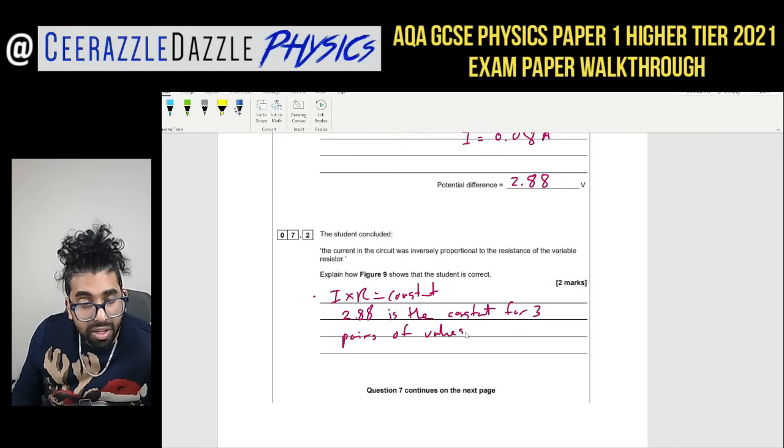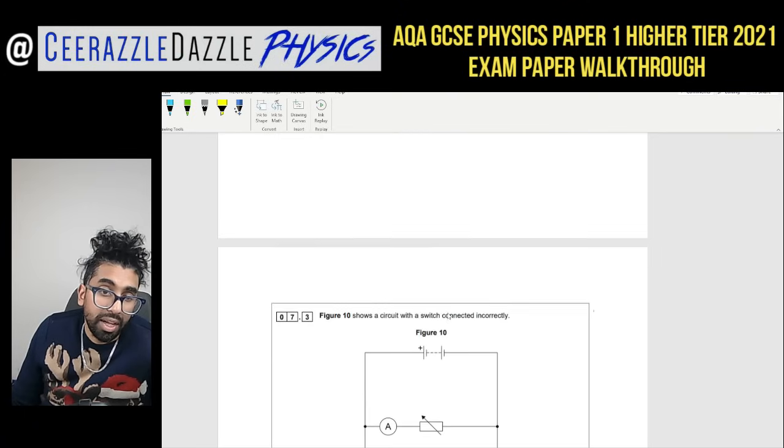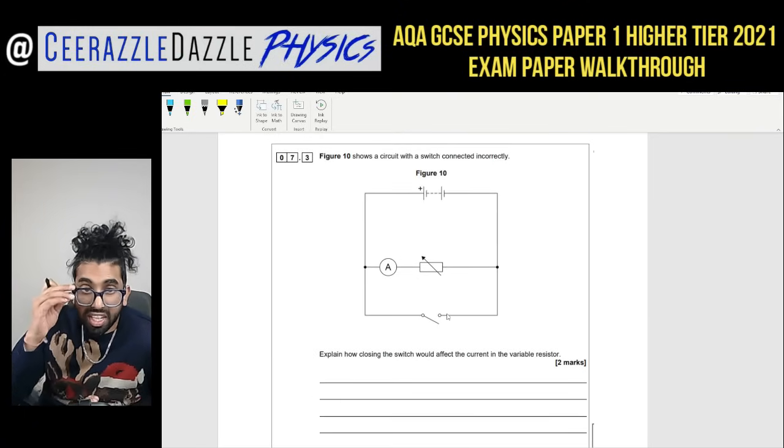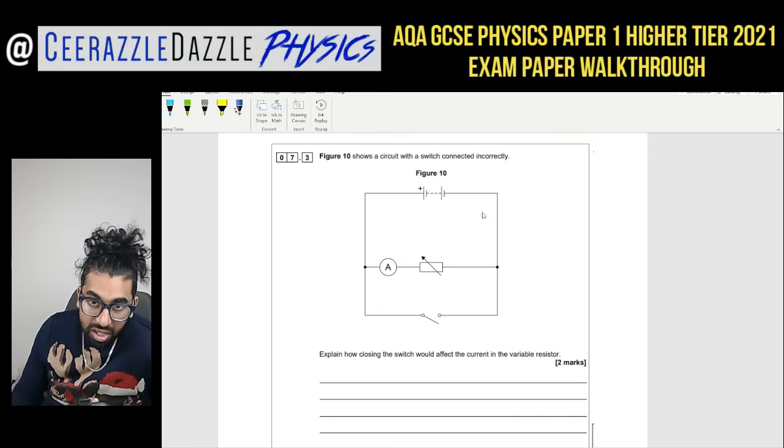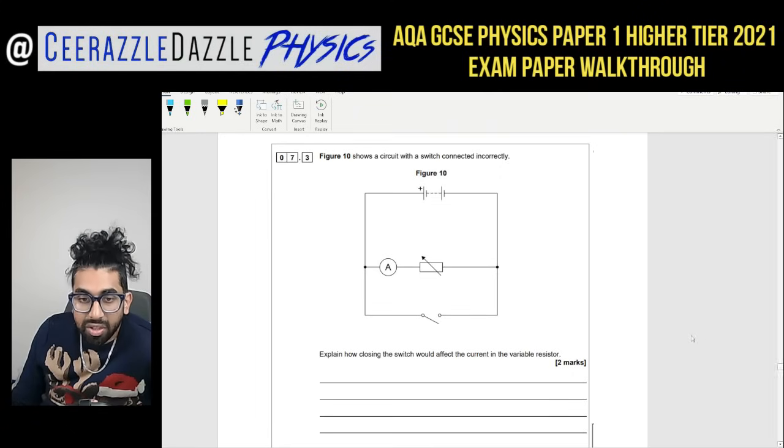Excellent stuff. Right, okay, next one. 7.3. Figure 10 shows the circuit with a switch connected incorrectly. Explain how closing the switch would affect the current in the variable resistor. So when you close the switch, what will happen? Well, the current will simply not enter here. It will take the path of least resistance. So the current will simply bypass that variable resistor and go this way.